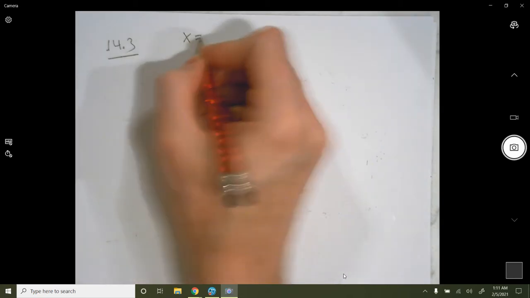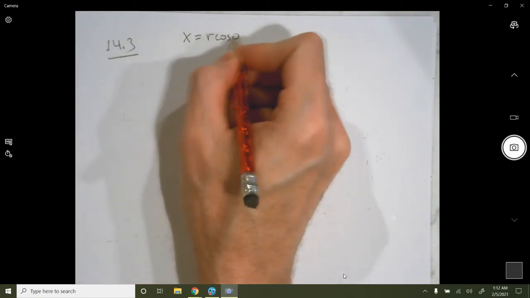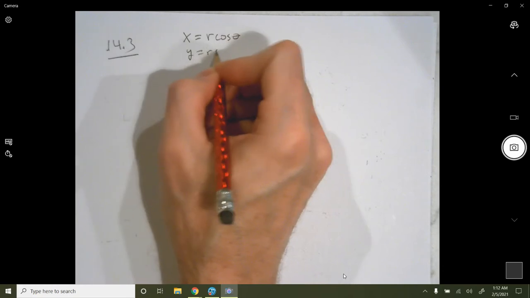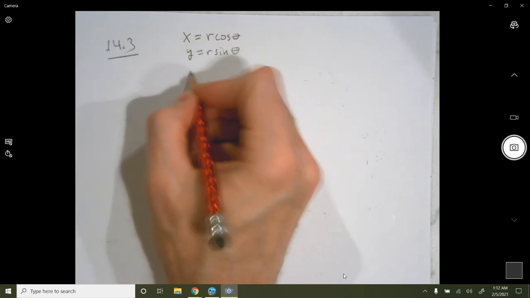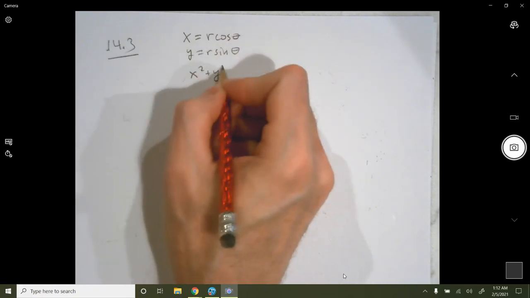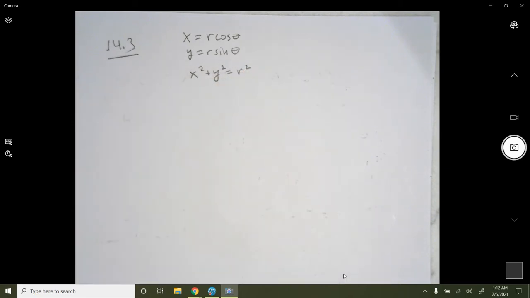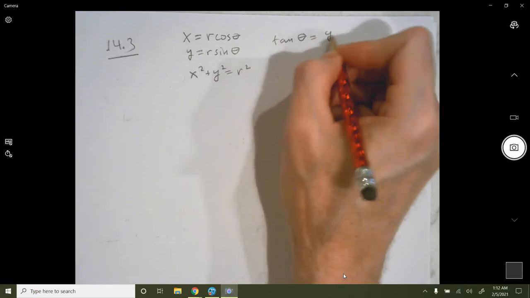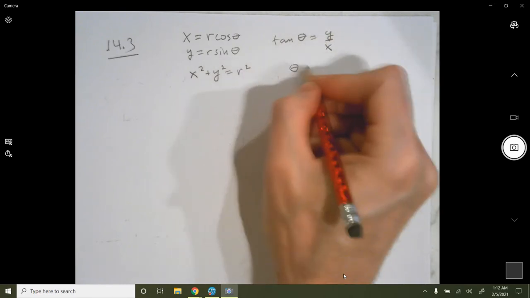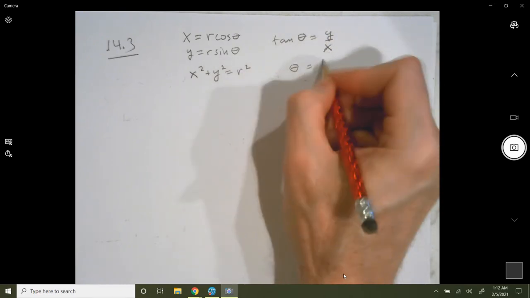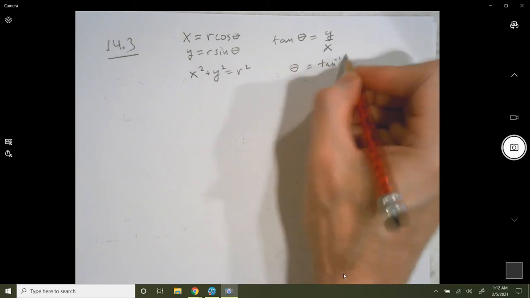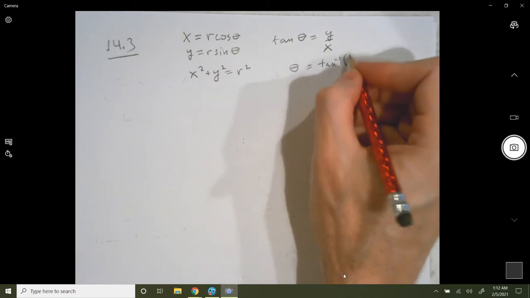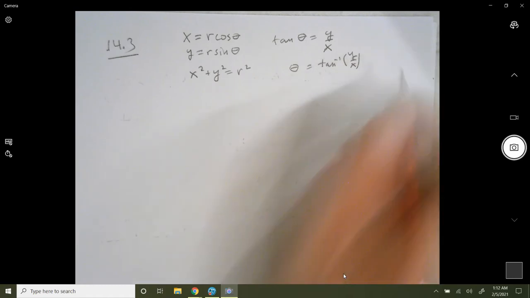Your x is equal to r times cosine theta. Your y is equal to r sine theta. And then you can show that x squared plus y squared is equal to r squared. Okay, and then you also have tangent of your angle is y over x, which means theta, got by itself, would be tan inverse of y over x. Okay.